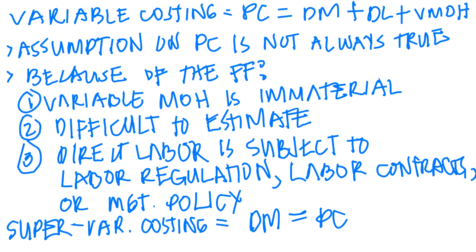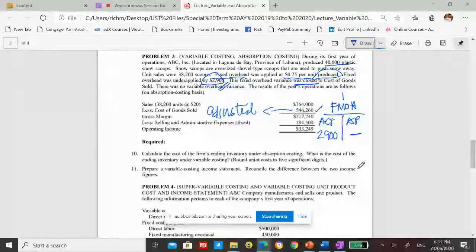So what is the cost of the ending inventory under variable costing? Round unit cost to 5 significant digits. So ang tinatanong lang naman dun, take note, this is problem 3. Hindi pala ako na-share. So I will share my screen, sorry. So I'm discussing this problem.